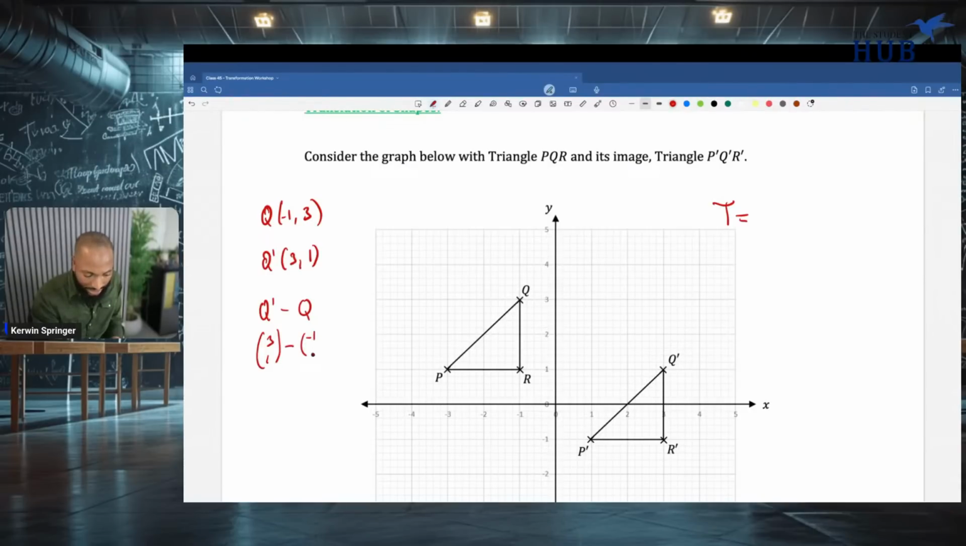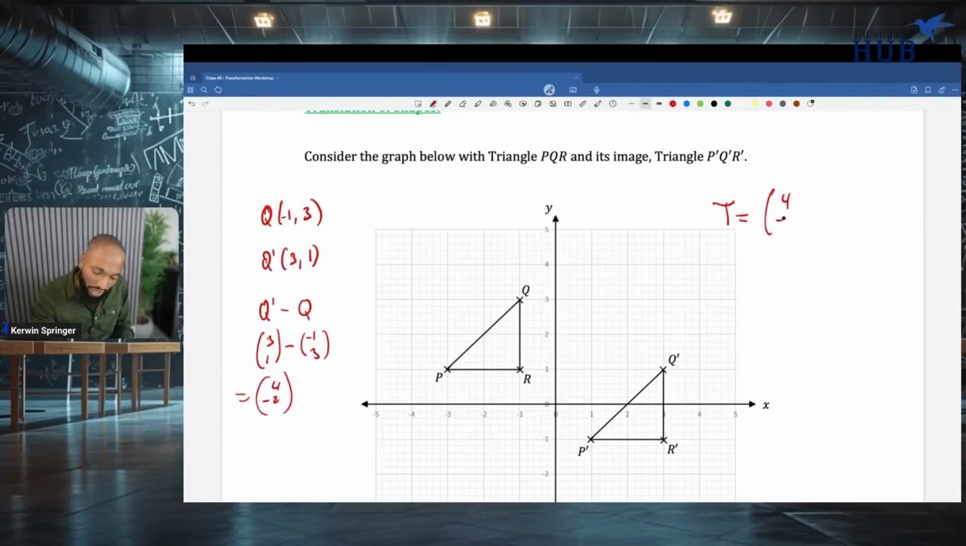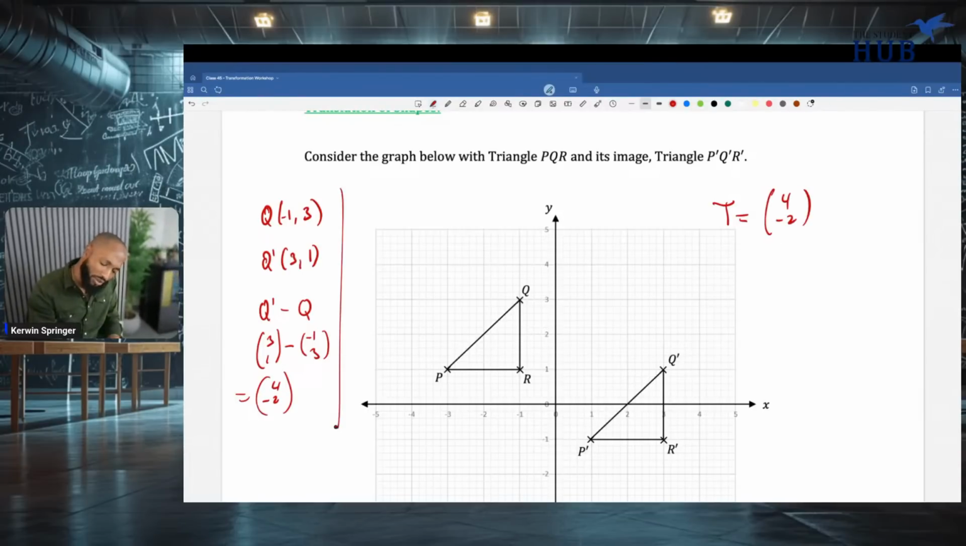I get tired. Negative 1, 3. And right, so you get 3 minus, so you get 4, 1 minus 3 is negative 2. 4, negative 2 earlier. So the translation is 4, negative 2. So you could work it out like this. You could count it 1, 2, 3, 4. Went down 1, 2. 4, negative 2.